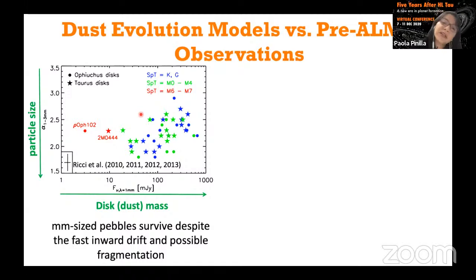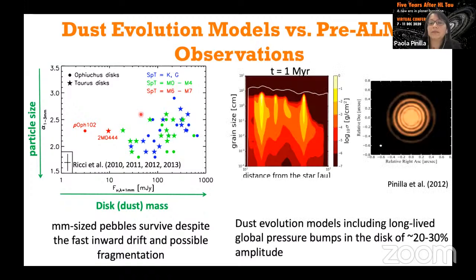When we compare these kinds of models that I showed you before with these observations back in 2012, what we found is that models with radial drift basically fail at explaining these low spectral indices. And in 2012, we took these dust evolution models and included pressure bumps radially distributed in the disk. In this particular case, these pressure bumps came from MHD simulations that show they could have around 20% of amplitude with respect to the background density.